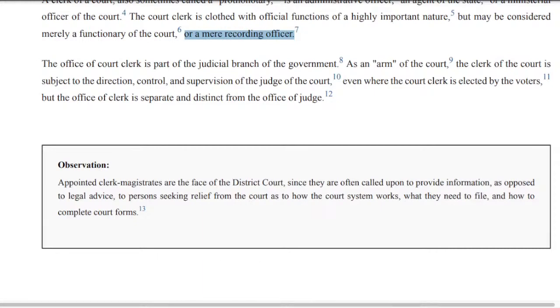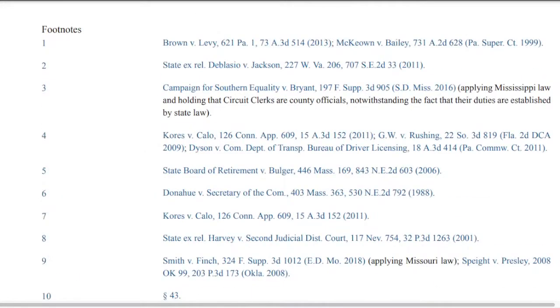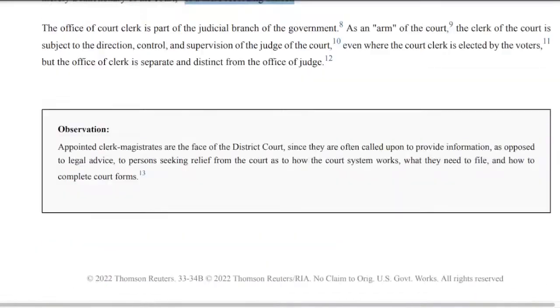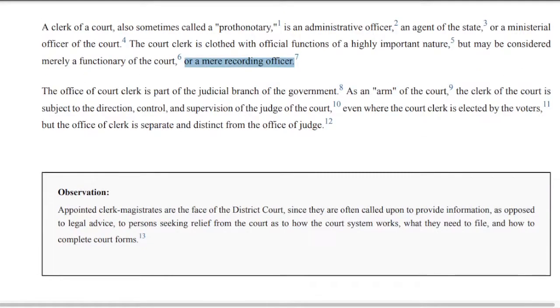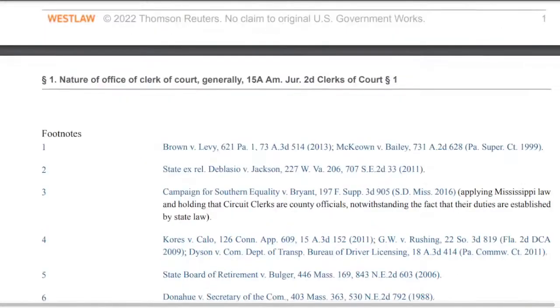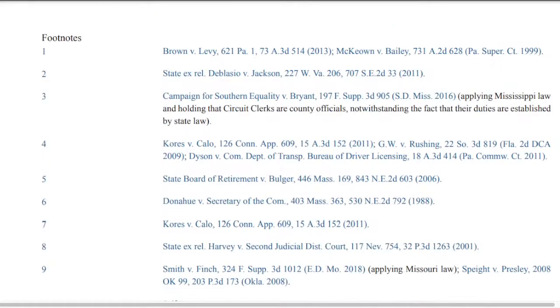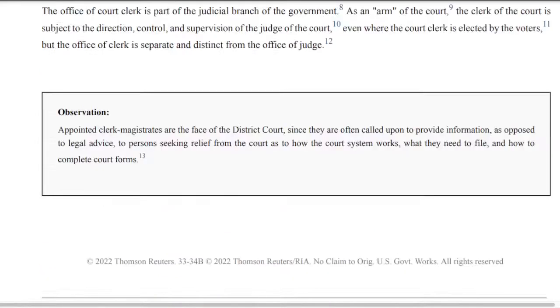So it's judicial branch of government. 8 refers to, oh wow, 2nd Judicial District, that's 2001. Wow, that's pretty recent for something like that to come to light in case law. As an arm of the court, 9, applying Missouri law, 28. Okay.